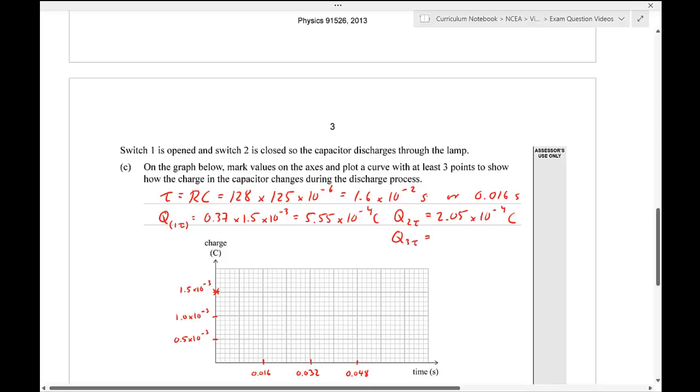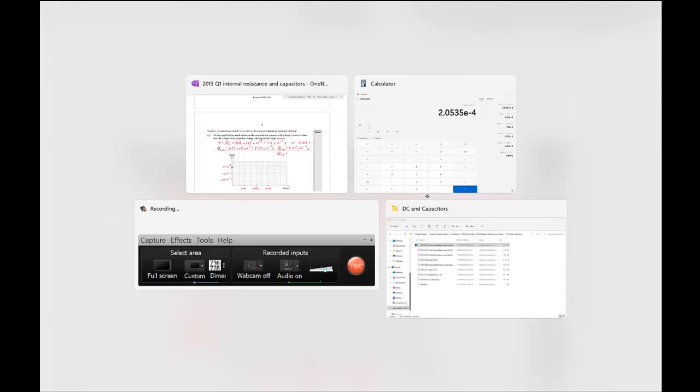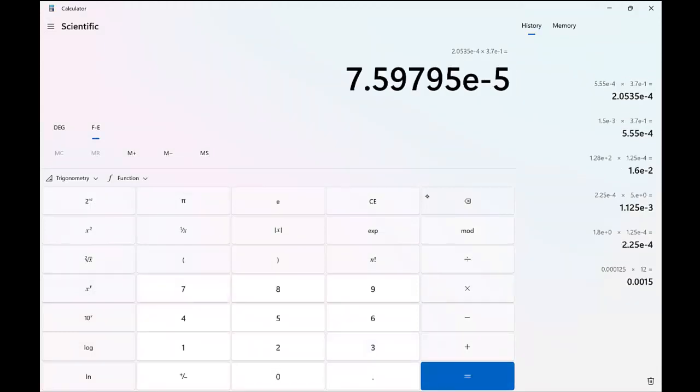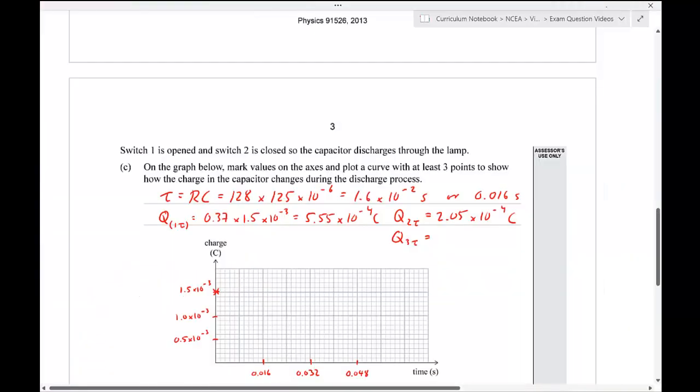Q3 tau is 7.59 times 10 to the minus 5. 7.60, sorry. 7.60 times 10 to the minus 5 coulombs. Okay, now let's plot these points here.